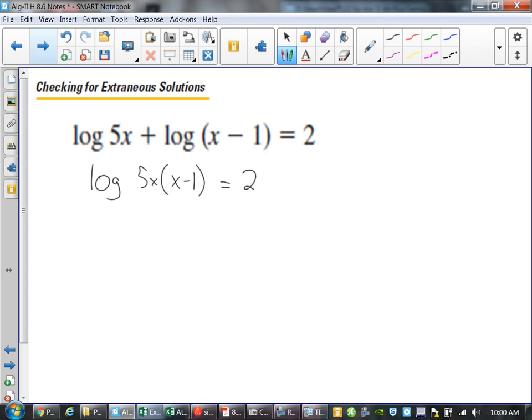How do I get rid of the log? You ten it. You exponentiate it. The reason that works with the 10 is that the common log is base 10. Okay. So from here, the stuff on the left, that junk of the logarithm falls away, and you get 5x squared minus 5x equals 100.